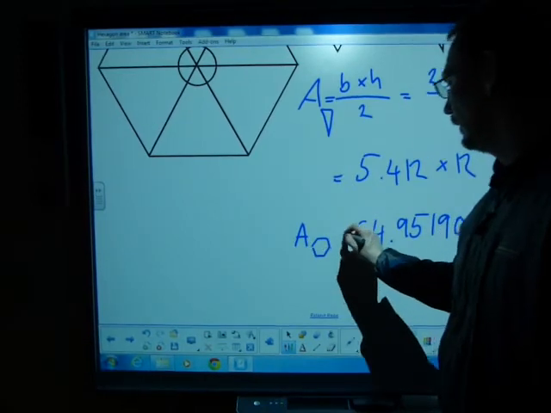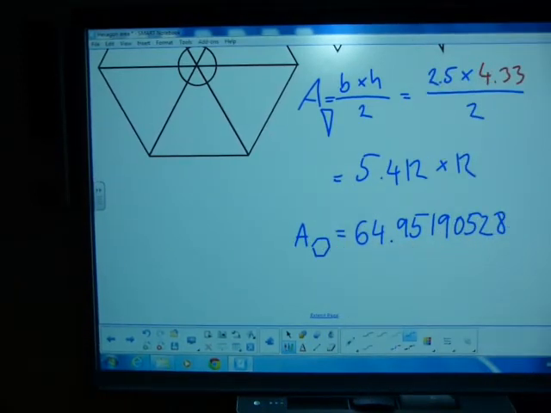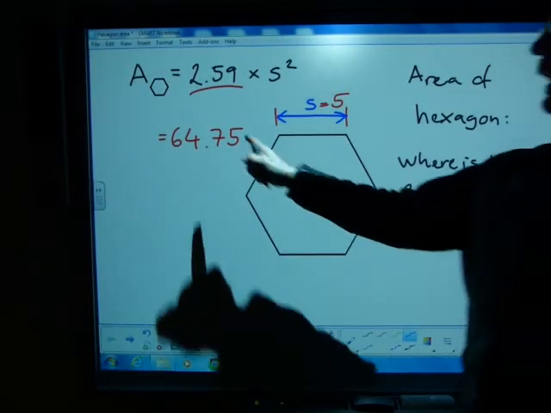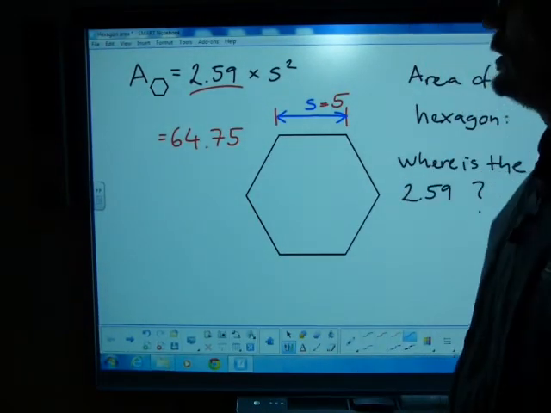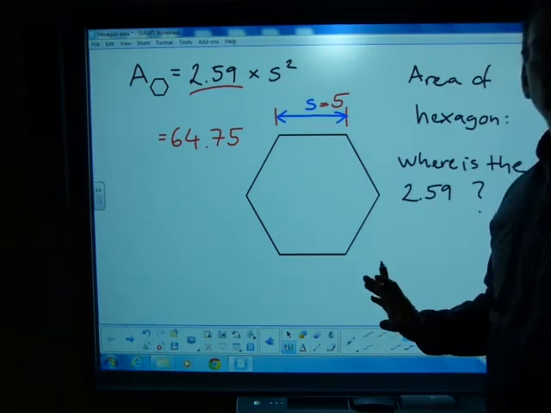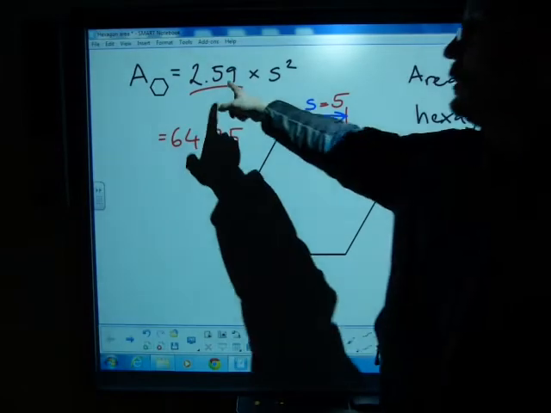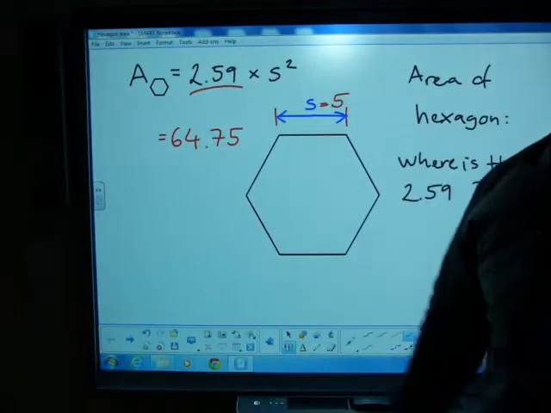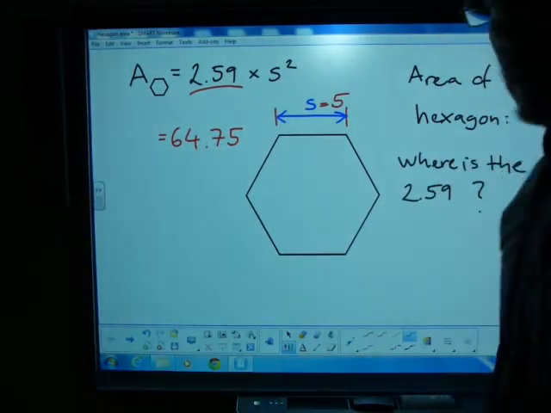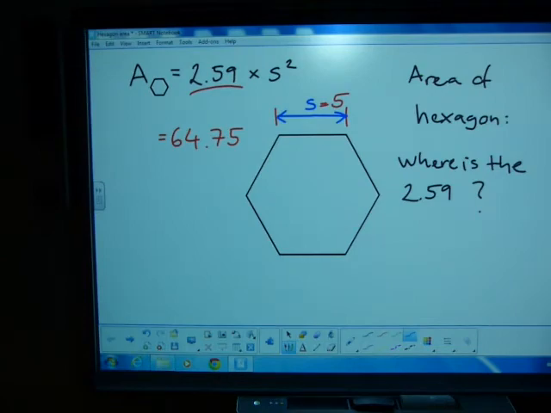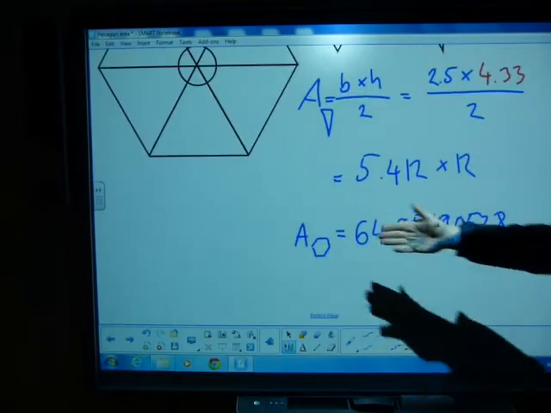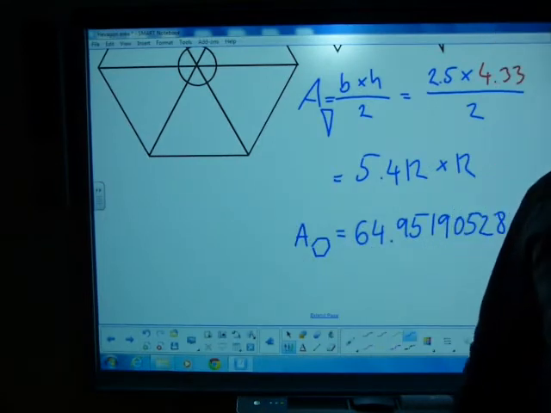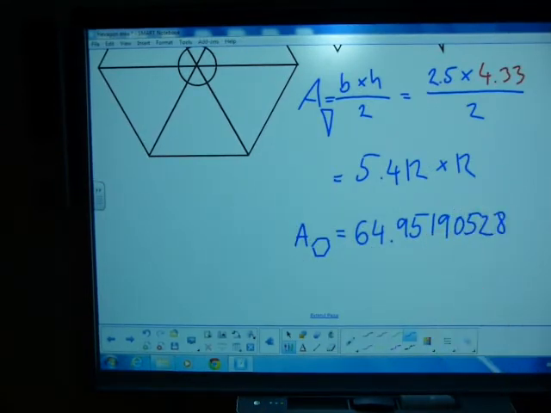That's the full hexagon. Now if you remember, going back to slide 1, we calculated that the area of the hexagon was 64.75, and I said imprecise, inaccurate and incorrect, because the 2.59 is a truncated decimal number. There are more digits to it, they just chopped it off there. Sometimes you might get a 2.6, and lo and behold, when we calculate the area of the hexagon using standard trigonometry, it's more than that. It's not 64.75, it's 64.95.